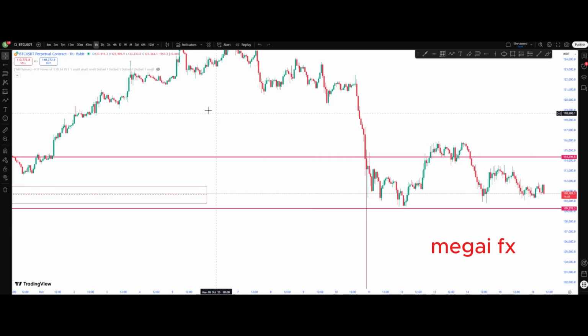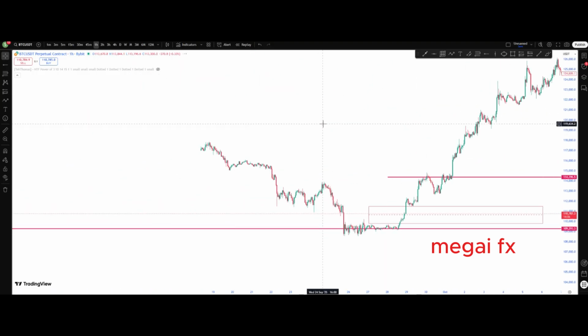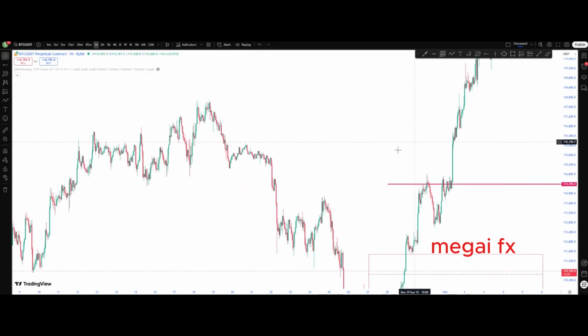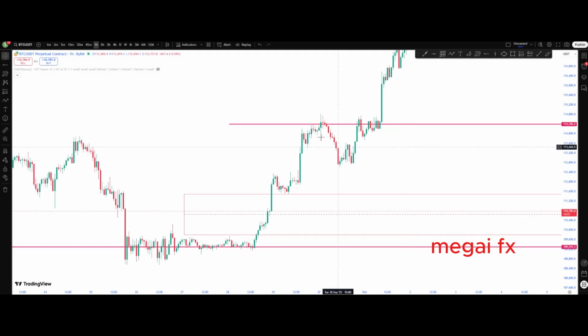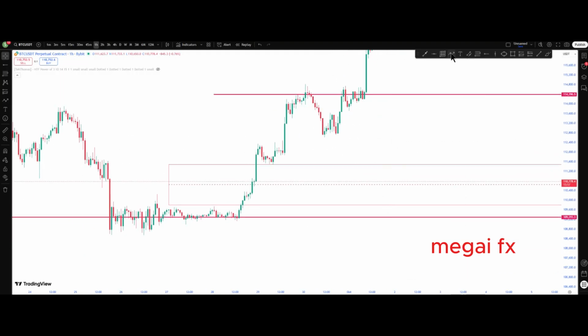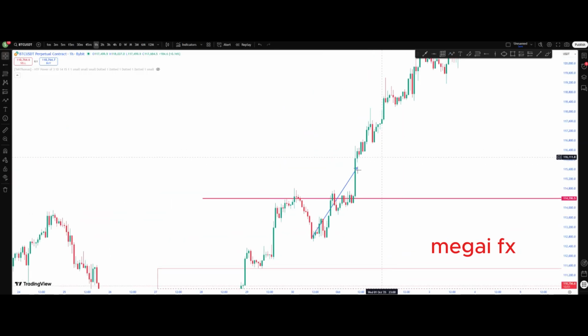You understand? I will now go to one. Let me look for that area. Look at it here. I'll go to 1 hour and look for market structure shift. Then I will take the trade. Then I will now be targeting this area. But guess what? Market will now take me out and continue higher.